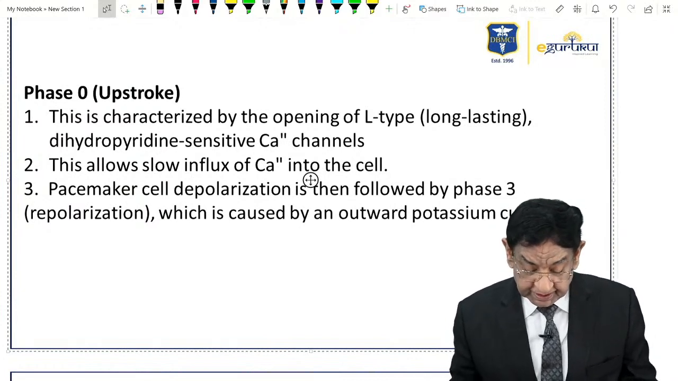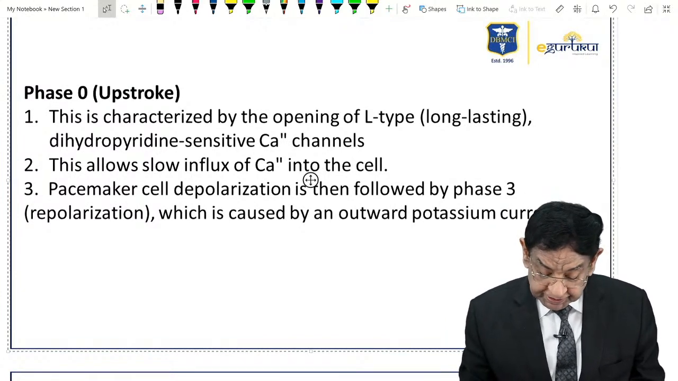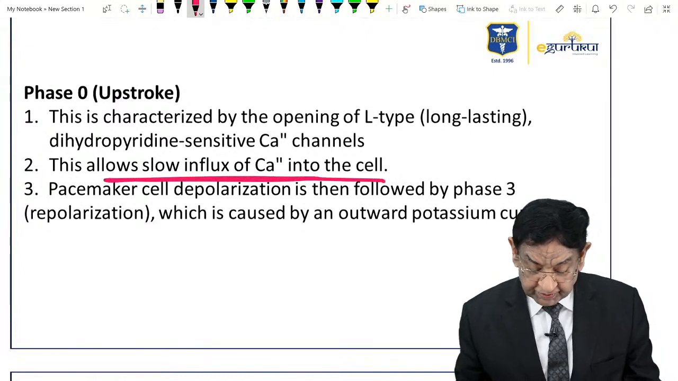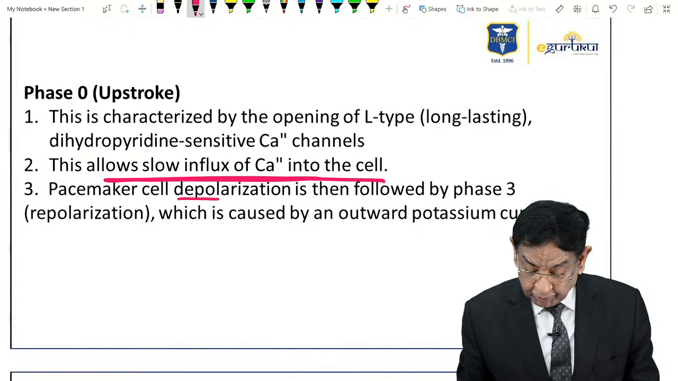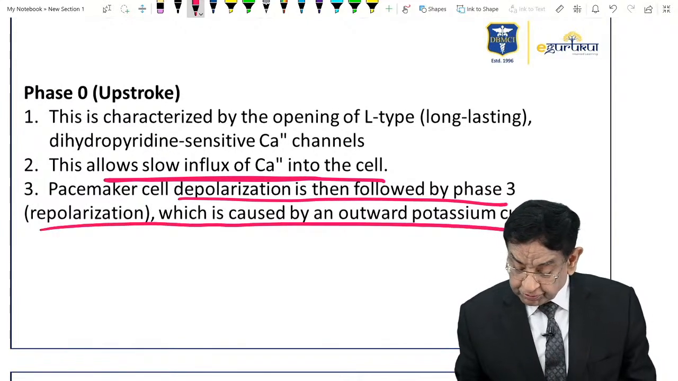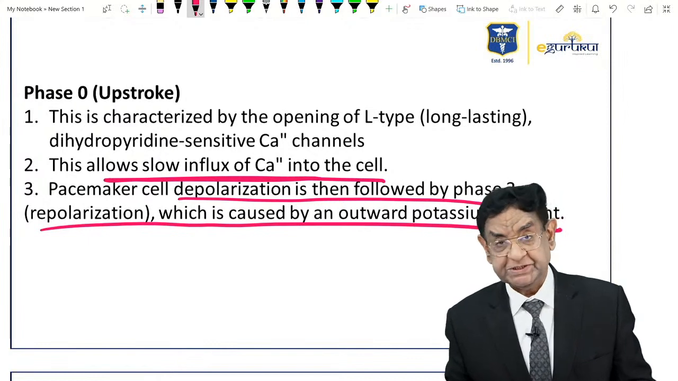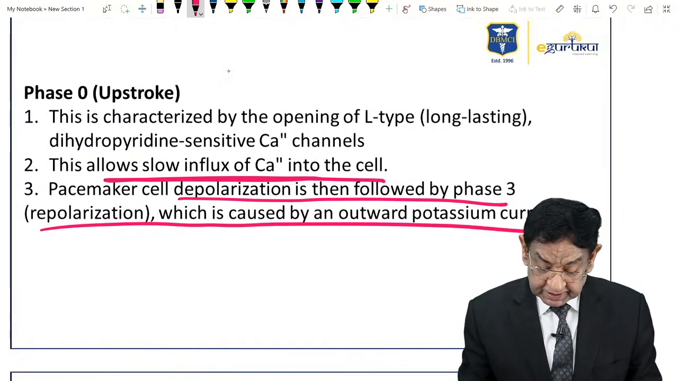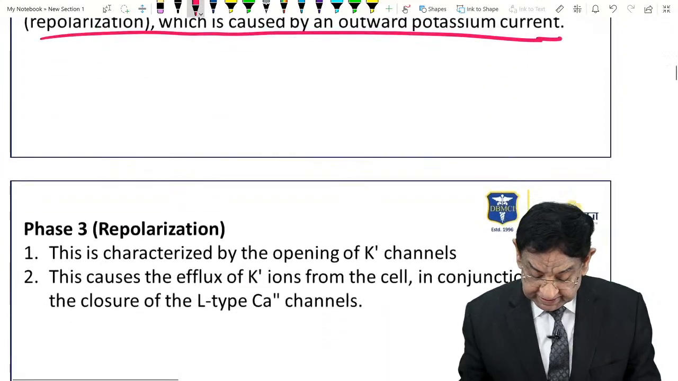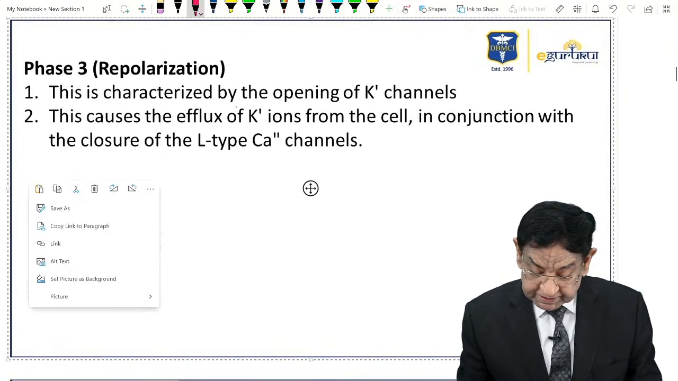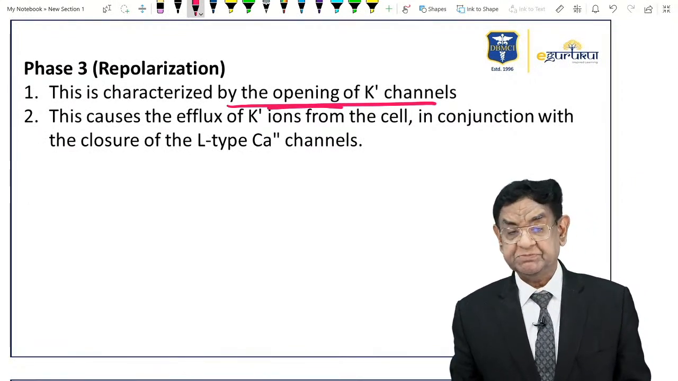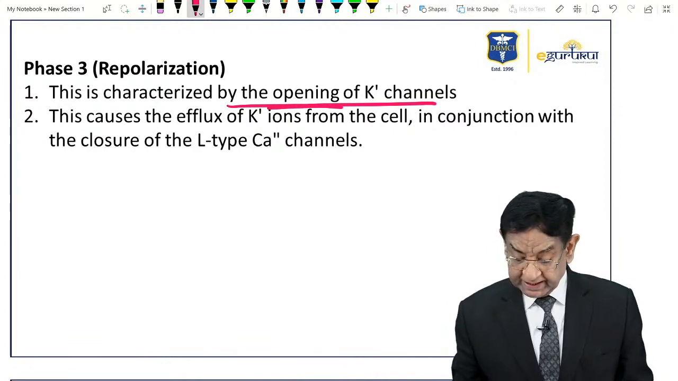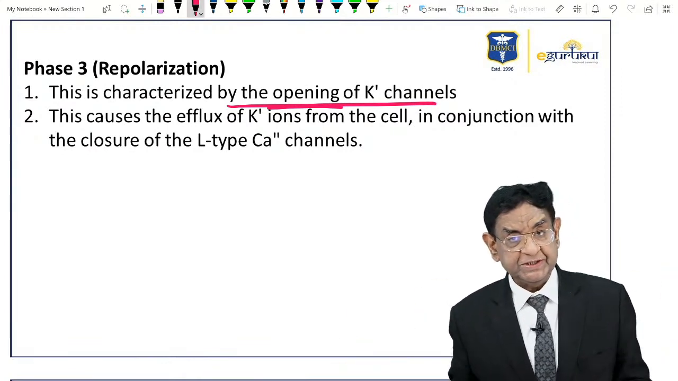After that, we are getting the upstroke, which is due to slow influx of calcium. That is followed by depolarization, then followed by phase 3 repolarization, which is due to outflow of potassium current. So in phase 0 calcium is entering, and in the repolarization, due to opening of the potassium channels, there is efflux of the potassium.